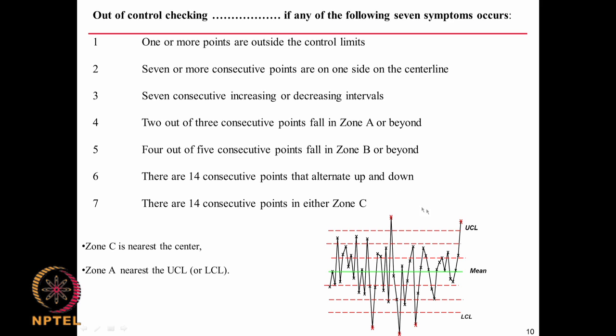So 2 or 3 consecutive points in zone A, 4 or 5 consecutive points in zone B, 14 consecutive points in zone C, or 14 consecutive points that go up and down, up and down, up and down like that, okay. So zone C is nearest the center, zone A is nearest the UCL or the LCL, okay.